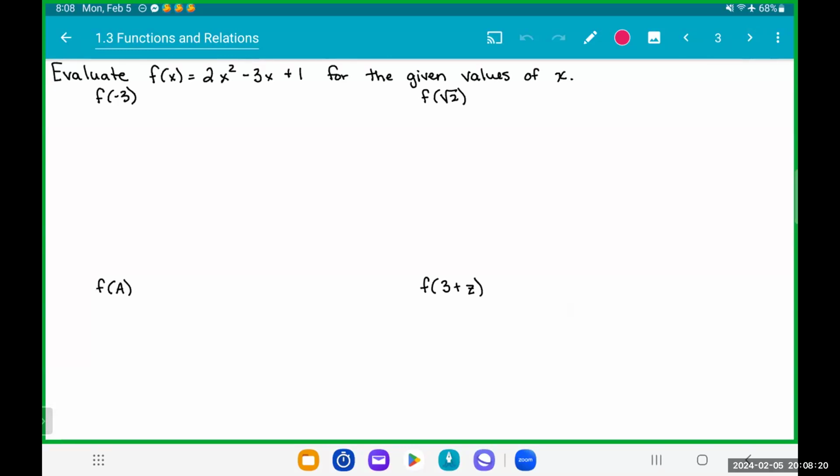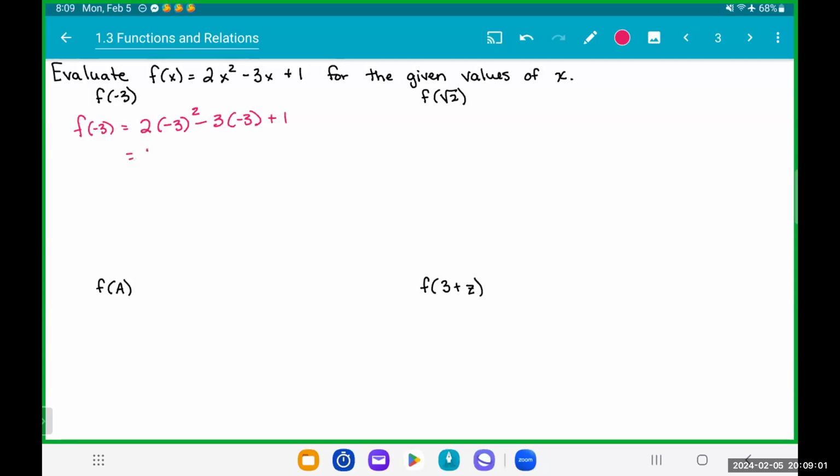All right, so we want to evaluate this function, f of x equals 2x squared minus 3x plus 1, for these given values of x. So this one is f of -3. That's telling me everywhere I see an x in that function, I'm going to substitute in this -3. So I have 2 times -3 squared minus 3 times -3 plus 1.